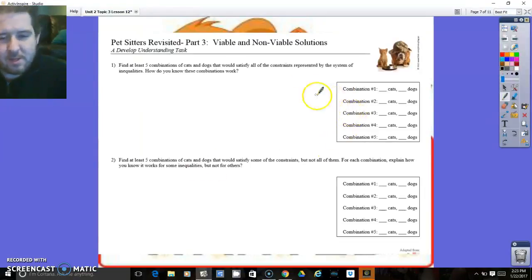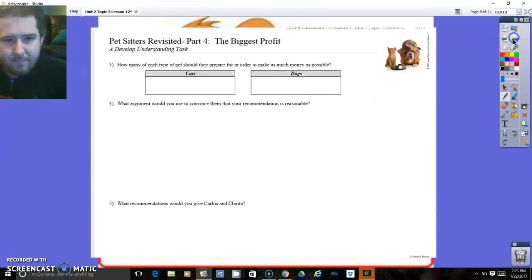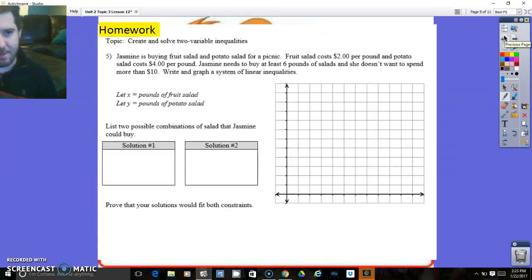Then you're going to come up with combinations that do and don't work based upon your graph. And then last but not least, you're going to come up with a final answer, which is how many cats and how many dogs do you think they should get ready for, and why is that your recommendation? How much money do you think they're going to make out of that? Might be a good way to look at that. And let's get to the homework.